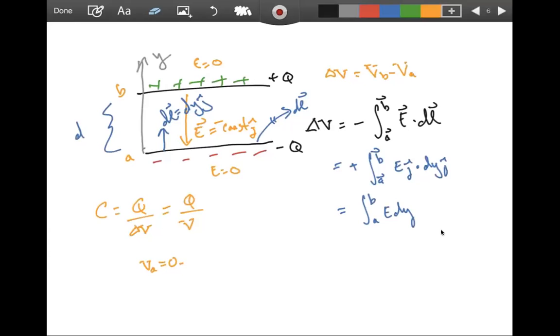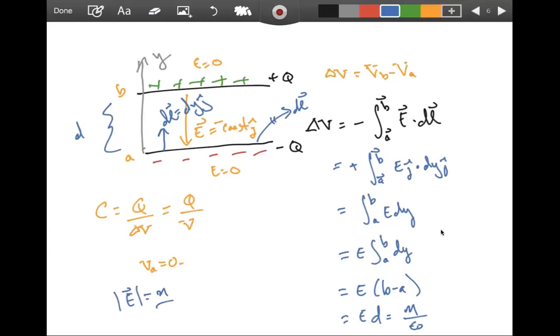Okay. So good, we know E is simply a constant, so it's going to come outside of the integral. So I get E integral from A to B dy, but the integral of dy is simply y. So it's going to be the same thing as E times B minus A, but B minus A is simply D. Now, using exactly what this guy is, this is going to be the same thing as what? Eta over epsilon naught, because remember my electric field magnitude inside is going to be eta over epsilon naught times D.